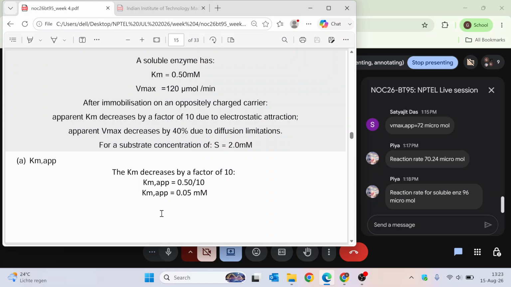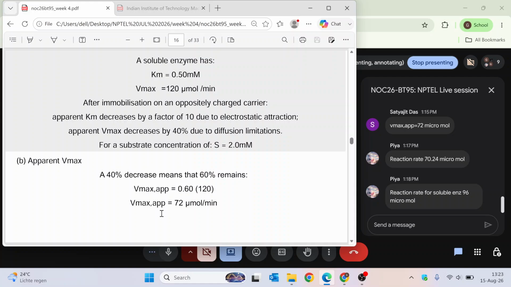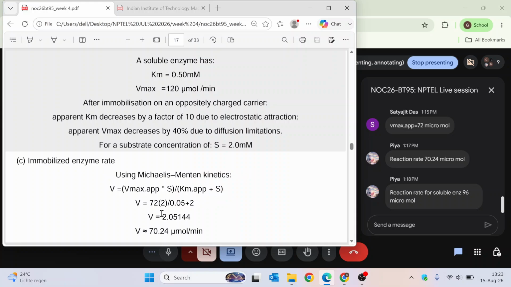Okay, so the Km apparent, because it decreases by a factor of 10, it's 0.05 millimole, and your Vmax apparent has a 40% decrease, which means it's 60% of the original. 60% of 120 is 72 micromole per minute.